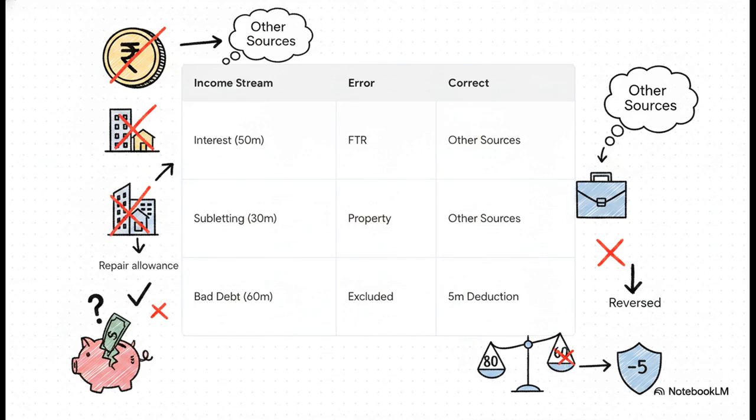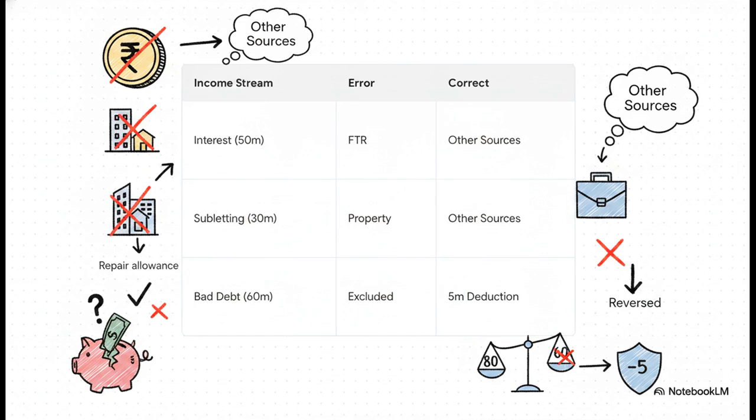Next, they put 30 million of subletting income under income from property and took a statutory 20% repair allowance. But remember, and this is a big one, the Pakistan branch is merely a tenant, not the owner. Because of that, subletting income must be classified as income from other sources, which means that nice little repair allowance is inadmissible and has to be reversed.